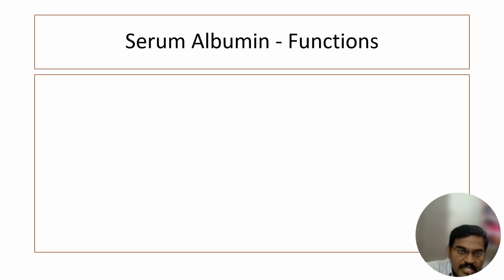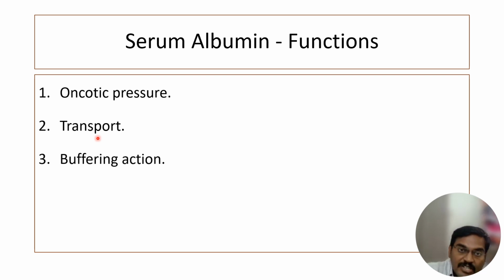The first function is that it is going to maintain the oncotic pressure in the blood. The second important function is that it is going to act as a transporter in blood. The third important function is that it is going to act as a very good buffer in blood. And the fourth important function is that it has a nutritional function. So these are the four important functions. We are going to see each of these functions in a little bit of detail.